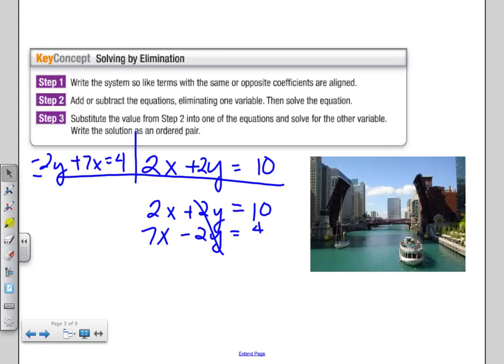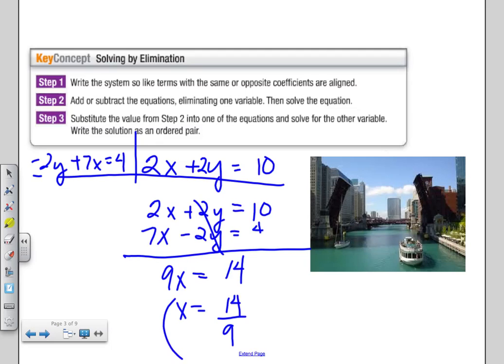Your second step is you add or subtract the equations and eliminate one variable. So then we would add this together and we get 2x plus 7x is 9x equals, those two cancel out, 14. Therefore x is 14 over 9. And that would make you find out what x is. Then your third step is you substitute this value into one of the equations and solve for the other variable, just like we did in substitution. The third steps are pretty much the same in these two.